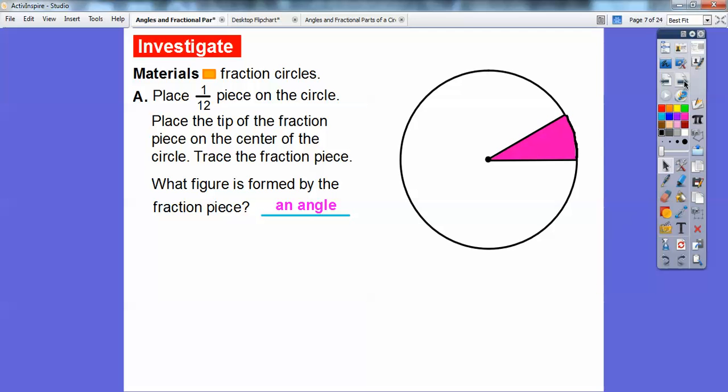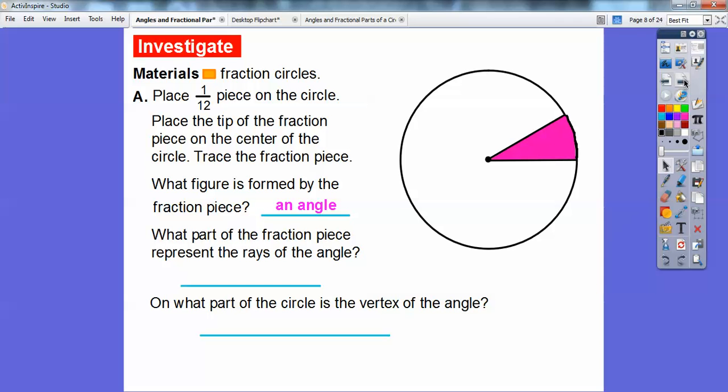So what figure is formed by that fractional piece? Well, here we have a nice little angle right here, okay? And remember, this is a 12th size piece that we got. I probably should have labeled it, but that is a 12th size piece. You should have fraction pieces in your classroom of 12th size, 1/6 size, probably a 4th size, and so on, maybe a half of a circle.